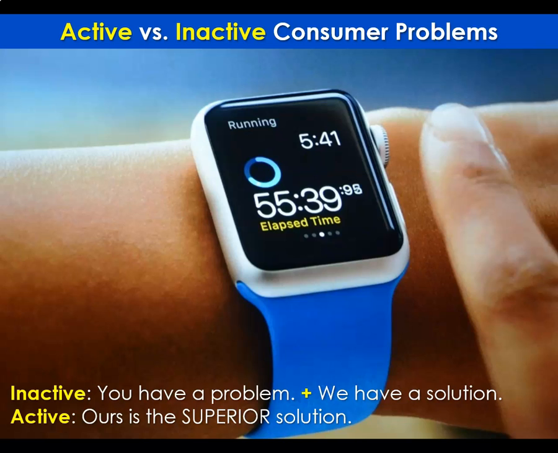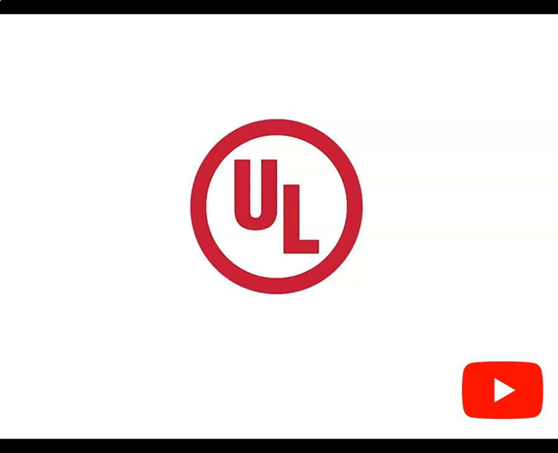In problem recognition, there are active or inactive consumer problems, and marketers have to account for both. For inactive problems, the consumer has a problem and the brand has a solution. So what the marketer is doing in this case is helping the consumer understand that they have a problem. For an active consumer problem, what the marketer really needs to focus in on is positioning their brand as a superior solution. Here's an example of how one brand, UL, made a problem for consumers come to light.